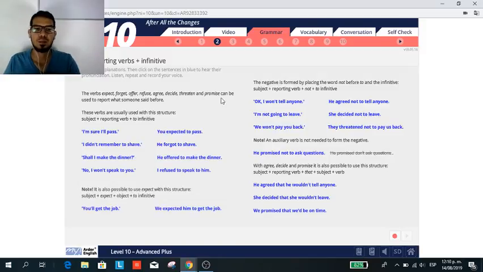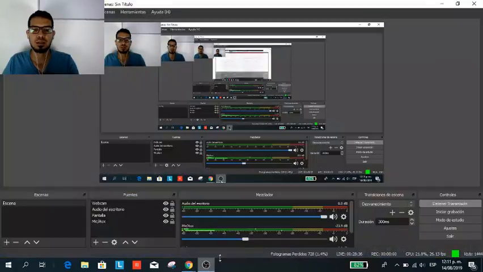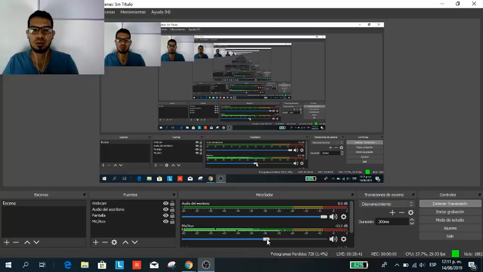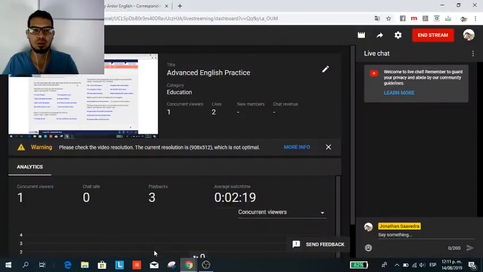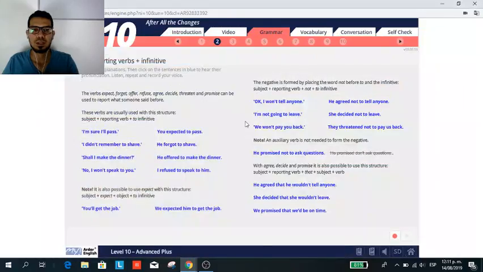So here we're going to learn how to report what somebody else said. In this case, let me see how I can. I don't think I have much noise in the background, so I can use my microphone a little bit with more volume. Okay, I'm going to check everything here. So we have some examples and the reported sentence.